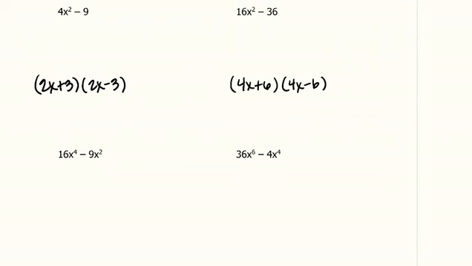Okay, if you're having trouble seeing how I got these answers, you just think, what are these two things that are squared? What do I square to get 4x squared? Well, that's 2x. And what do I square to get 9? I square 3. And so the 2x and the 3, you add them, you subtract them, you multiply those binomials, and you get the difference of two squares.